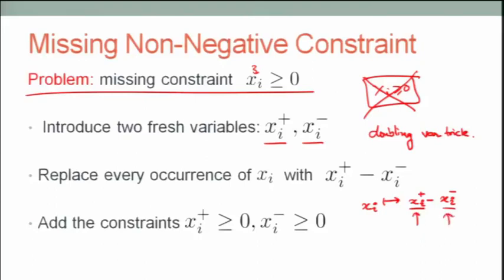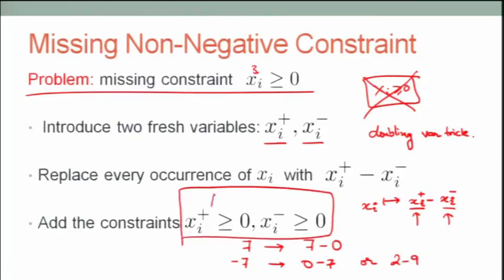This is something that Shalom should have covered in his lecture, and the key idea is that any number, take the number 7, can be written as the difference between two non-negative numbers. So 7 can be written as 7 minus 0, and minus 7 can be written as 0 minus 7, or if you wish, as 2 minus 9. Any number can be written as the difference of two non-negative numbers, and therefore you can afford to say xi plus is greater than or equal to 0 and xi minus is greater than or equal to 0. Wherever xi occurs, you replace it with the expression xi plus minus xi minus. In some sense, xi minus talks about the negative part of xi, and xi plus talks about the positive part of xi. Together, their difference covers the entire real line.